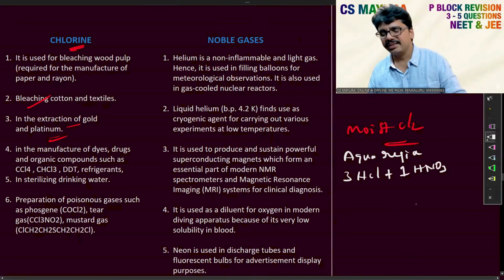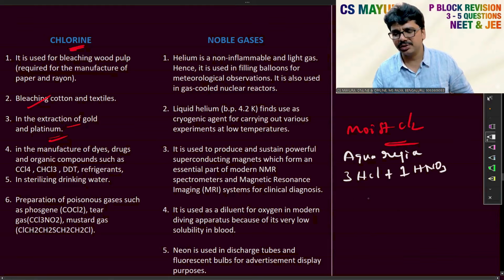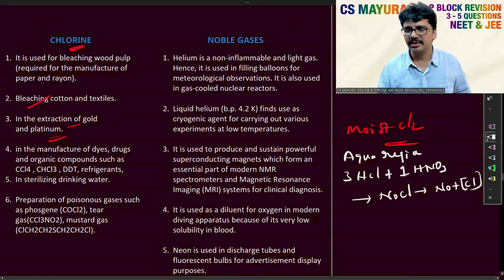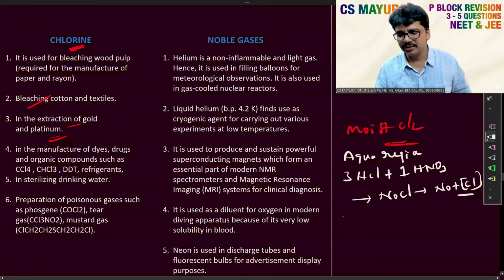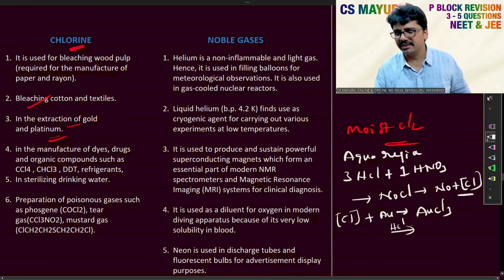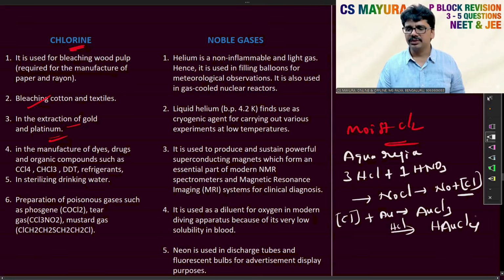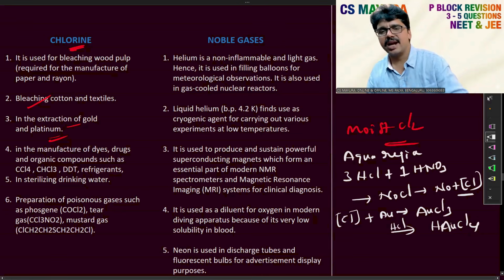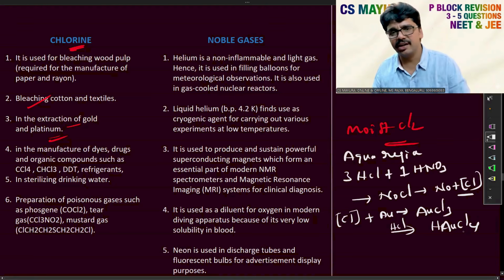When HCl and HNO3 are combined in the 3:1 ratio, it produces nitrosyl chloride. This nitrosyl chloride is unstable, therefore it decomposes to form nitric oxide and nascent chlorine. This nascent chlorine is highly reactive. It reacts with gold and produces auric chloride, and further it reacts with HCl and produces chloroauric acid, HAuCl4. This is how it extracts the gold in the form of HAuCl4. After that, we are able to decompose that.